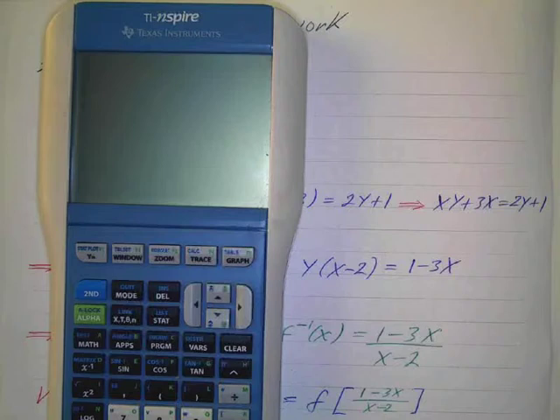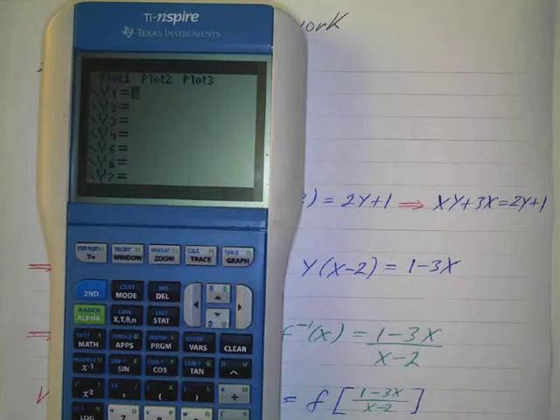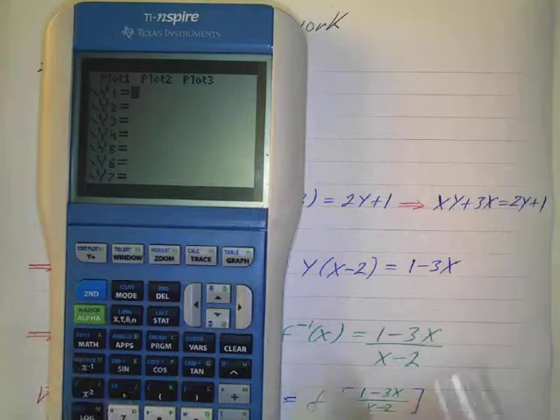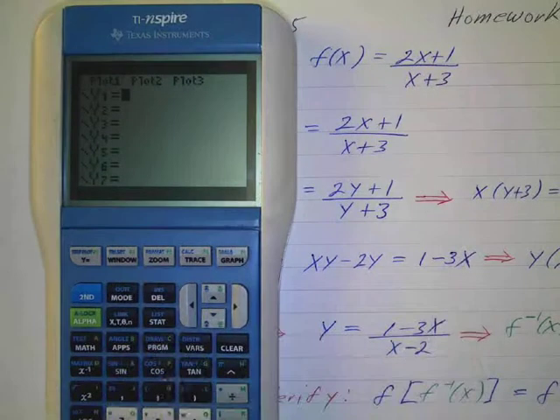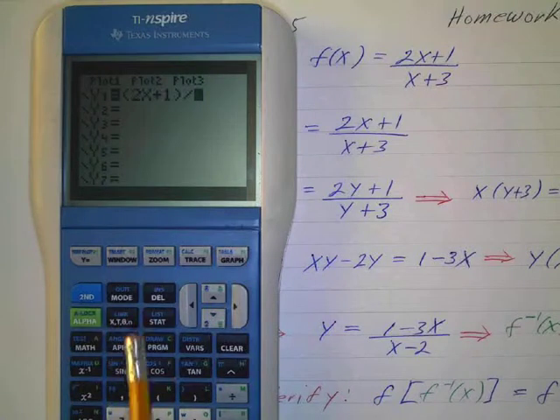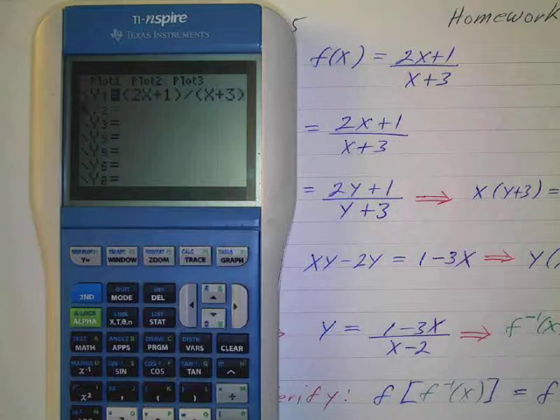So let's press on, clear that, and that's going to be, oops, can't see it anymore. There it is, 2x plus 1. So we'll say parentheses around the top of the fraction, 2x plus 1, parentheses, and then we'll divide that by parentheses, x plus 3, parentheses, so there we go.